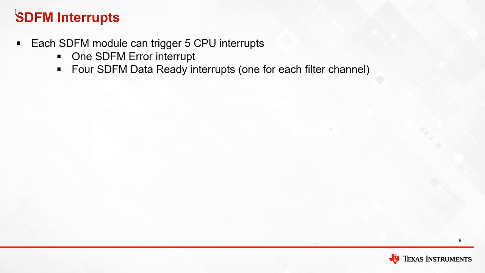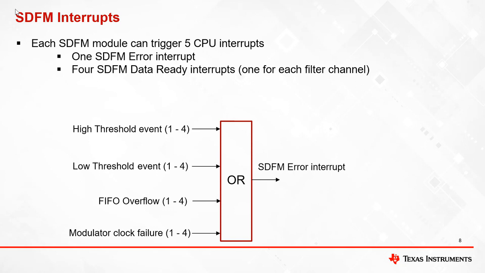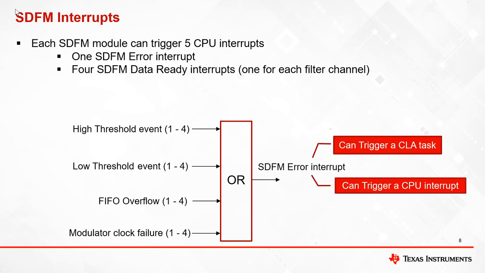Each SDFM module can generate up to 5 CPU interrupts. One CPU interrupt is called SDFM error interrupt, and the other 4 CPU interrupts are data ready interrupts from filter channel. High and low threshold comparator events, FIFO overflow and modulator clock failure events from any of the 4 filter channels can trigger SDFM error interrupt. SDFM error interrupt can trigger CLA task or a CPU interrupt.